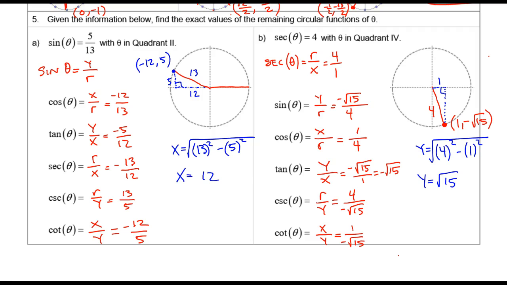The next part of this section 10.3 that I'll do will be trig identities, verifying identities. That will not show up in WebAssign.